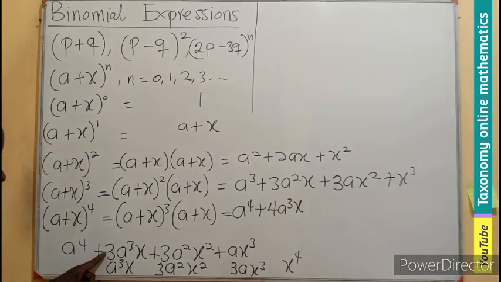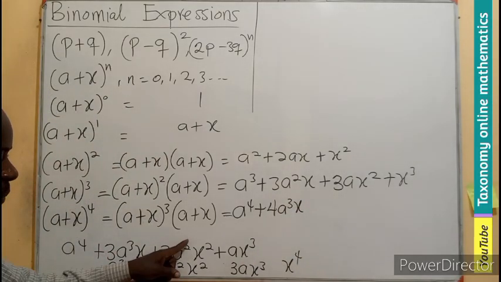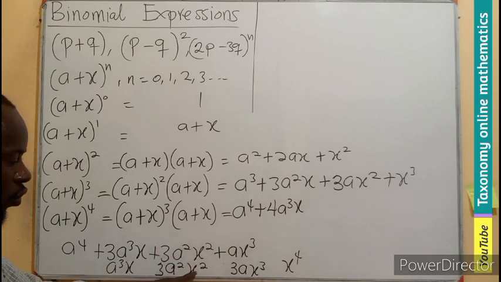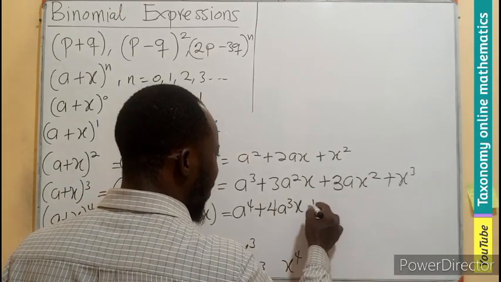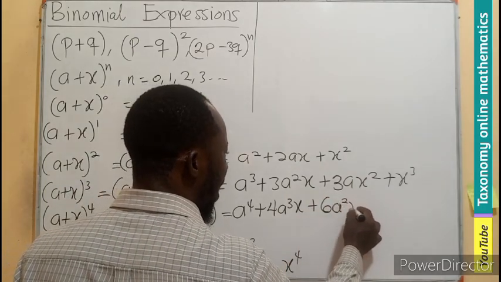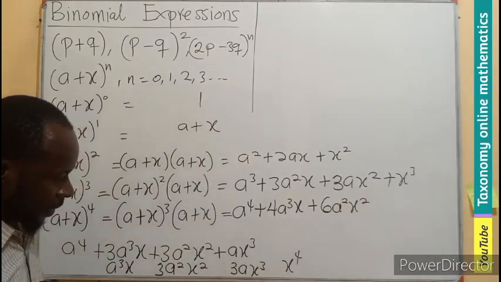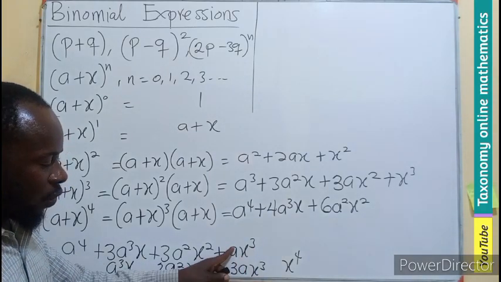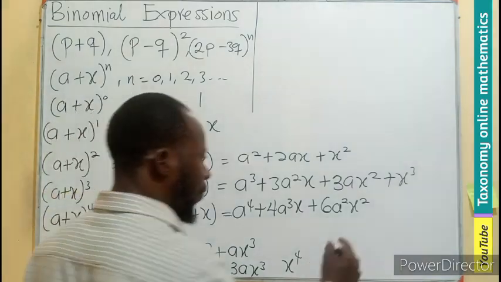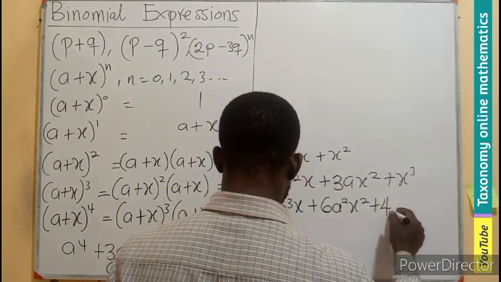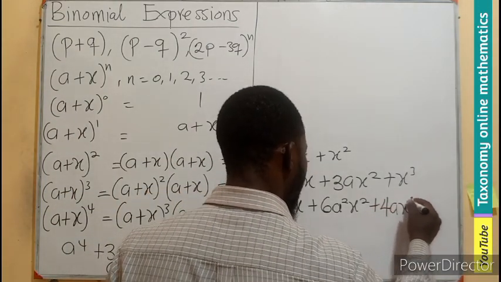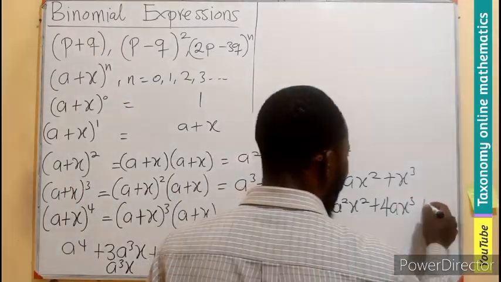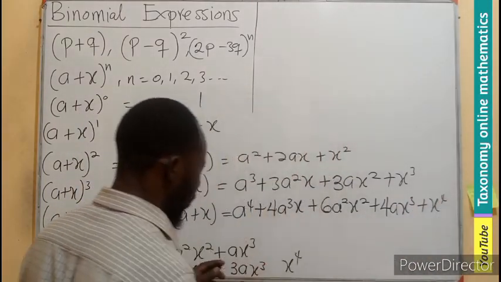This is 1, this is 3, so we have 4. A to the power 2, x to the power 2, we have 3 of them plus 3 of them. That gives us 6a squared x squared. Then we have a to the power 1, x to the power 3. 1 and 3, making 4. Then the last one will be our x to the power 4.